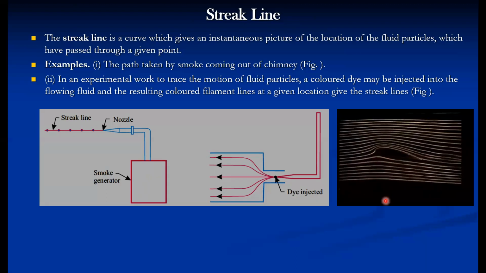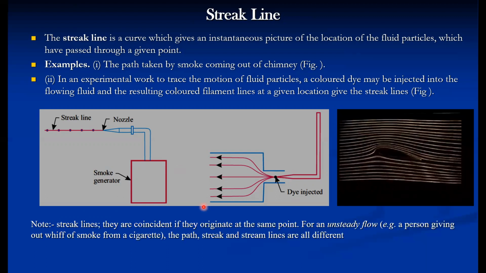To visualize the flow, generally the color is injected into the flow passage to recognize the streamline. Note that the streak lines are coincident if they originate at the same point. For an unsteady flow, for example a person giving out a whiff of smoke from a cigarette, the paths of streak lines and streamlines are all different. So in the steady state, all three lines are identical, but in the unsteady state, all three lines are different.